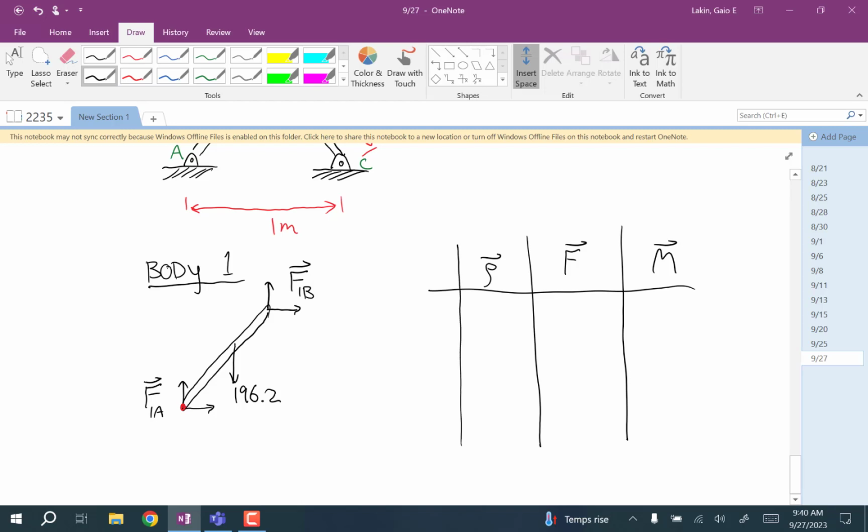And I'll start with the force F1A. The row vector is 0. This is 2D. The force vector is F1AX, F1AY, and the cross product is 0.